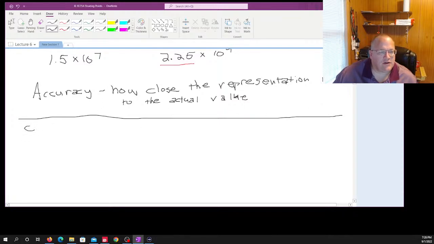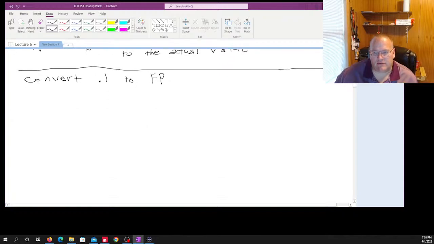We're going to kind of go back and do a little bit of review. I'm going to convert 0.1 to a floating point. So how do we do that? How did we do that before? So we take the 0.1 and we multiply it by 2 and we get 0.2.